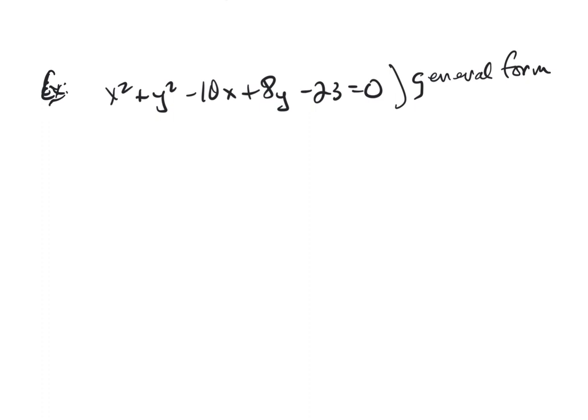So here's the steps. We put the x's together, so the x squared and the negative 10x. We put the y's together, so the y squared and the 8y. And anything that doesn't have a variable, so the negative 23, has to go to the other side. So I have to add it to the other side. So we put the x's together, we put the y's together, we move the number to the other side.